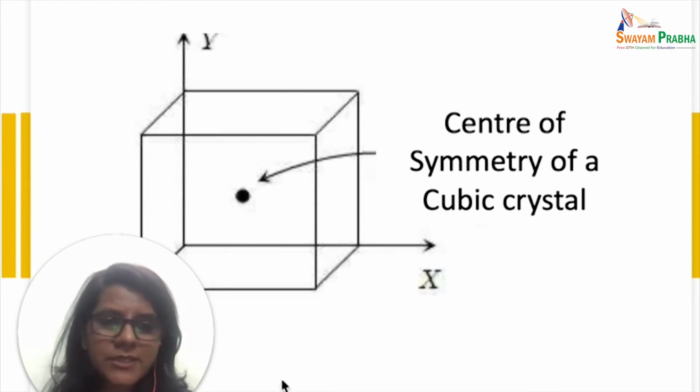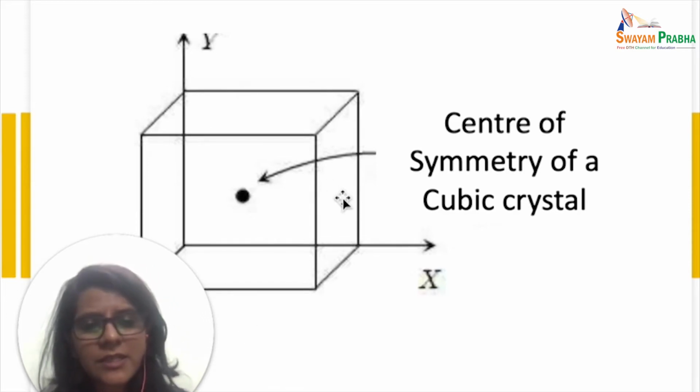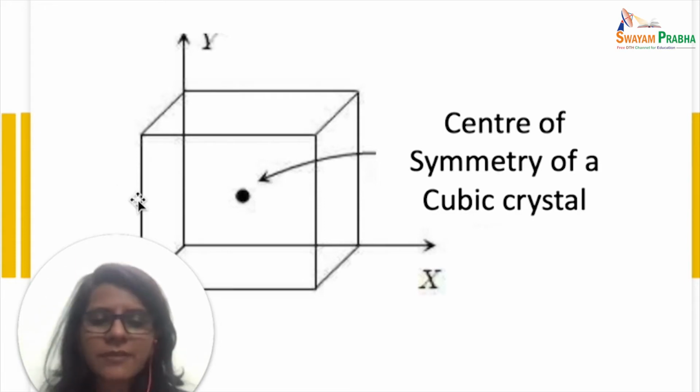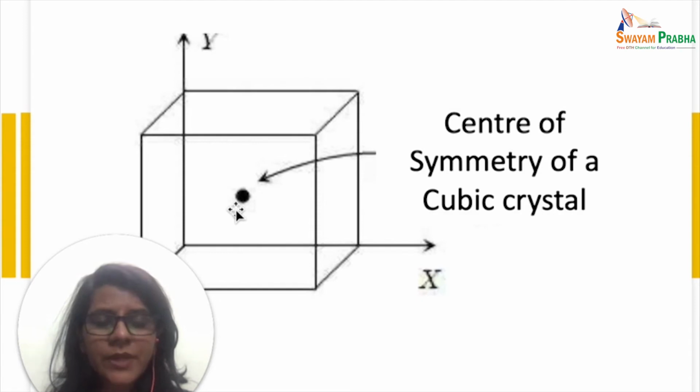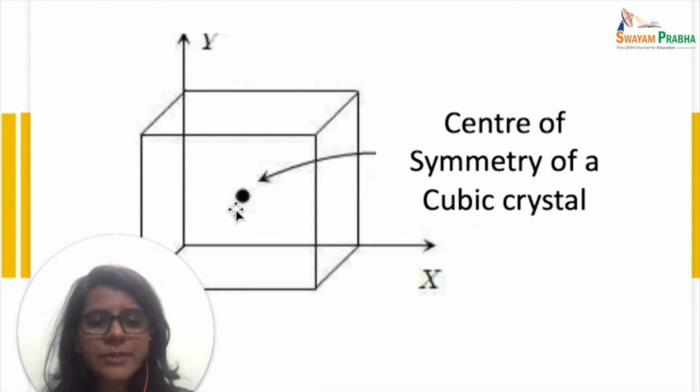Now just see, this is the cube and this is the center of symmetry. So if a line is drawn in any opposite direction, then if I go this side and then I go the other side, I will meet the surface of the crystal at equal distances. Similarly, if I go this side, then at the same equal distance on the other side, I will meet the surface of the crystal. So it is also called a center of inversion. Like I said, the crystal structure will remain unchanged if I invert it through this center of symmetry.